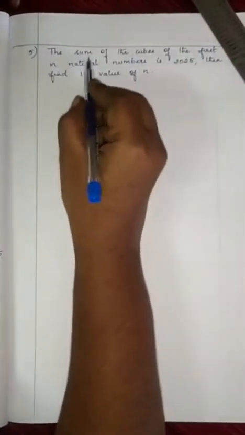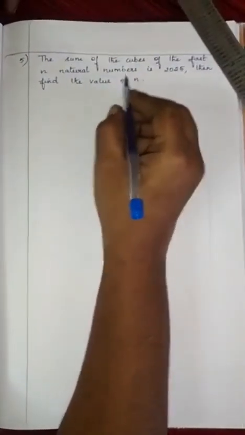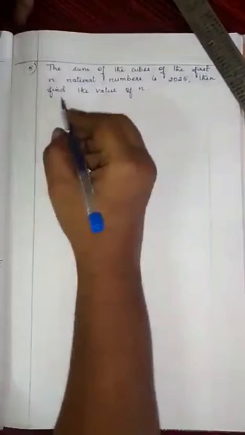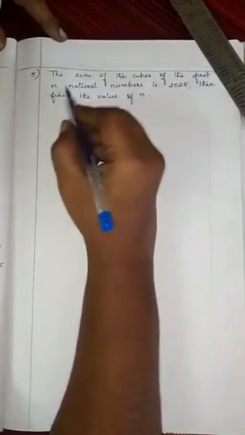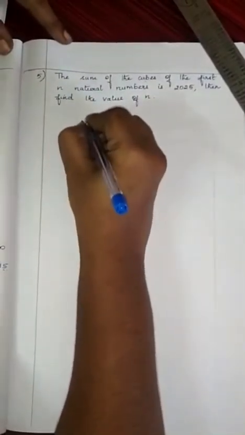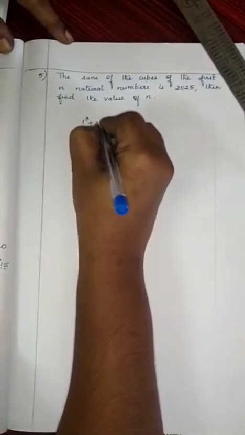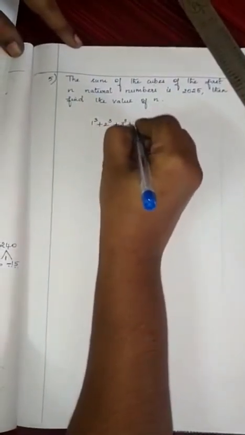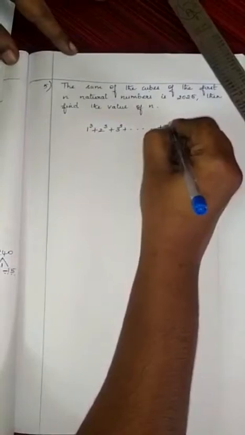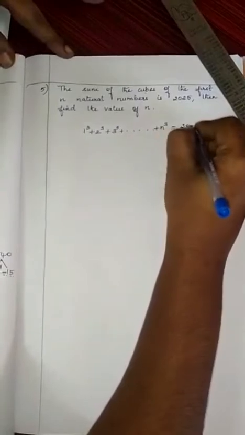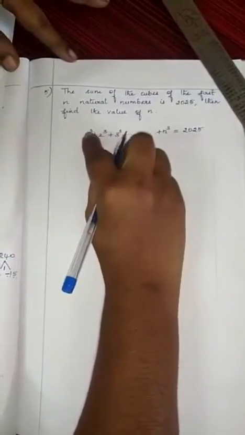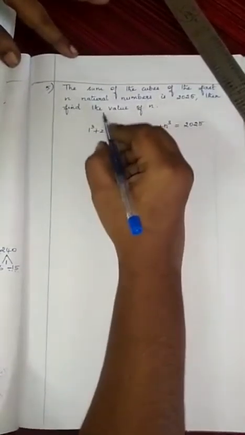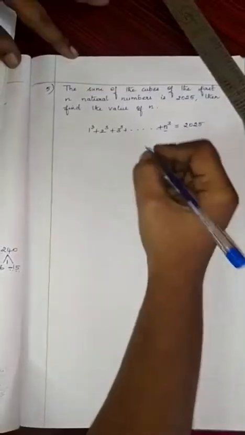Now the fifth sum is, the sum of the cubes of the first n natural numbers is 2025. Then find the value of n. Here they have said the sum of the cubes of the first n natural numbers. So how will you write the cubes of n natural numbers? 1 cube plus 2 cube plus 3 cube goes on till plus n cube is equal to the sum. The total of this is given as 2025. So they have asked us to find the value of n.